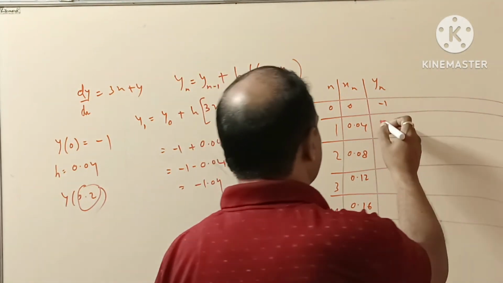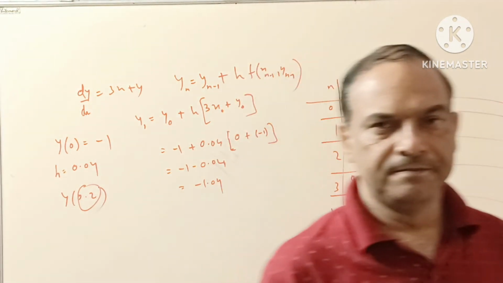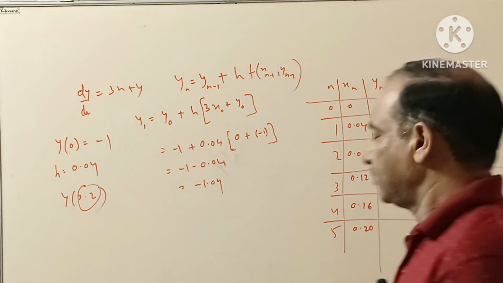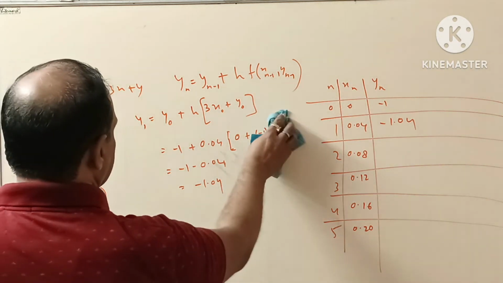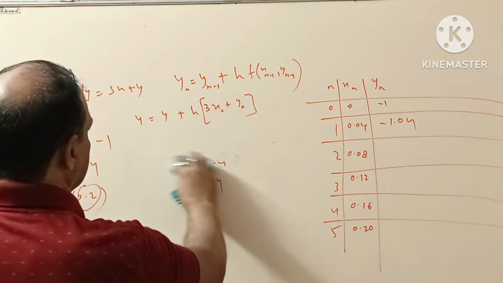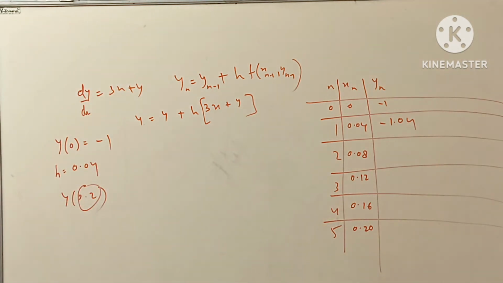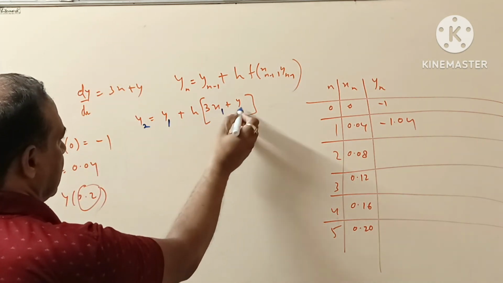This is the value for y0, minus 1.04. This is the value of y1. Now, starting with y2, to find the value of y2, we just put the values here, and the values will give us the basic results. For y1, this is y2, this is y1.